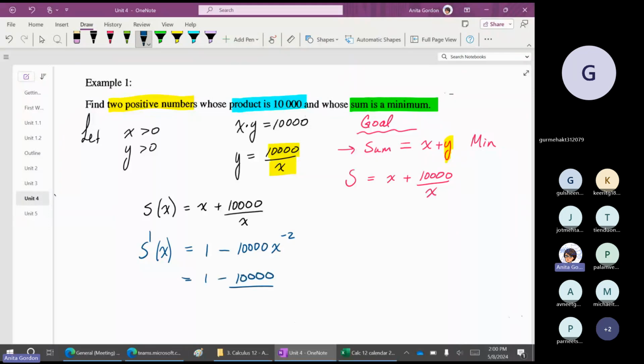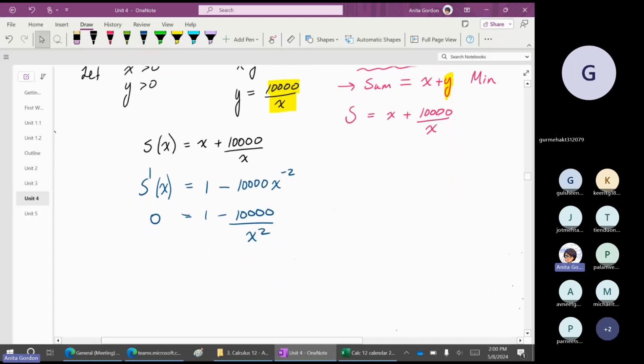Okay, what would I do next? Set it to 0. Okay, do that. To find the minimums, we set our derivative to 0 and we solve for possible values of x that would make this happen.